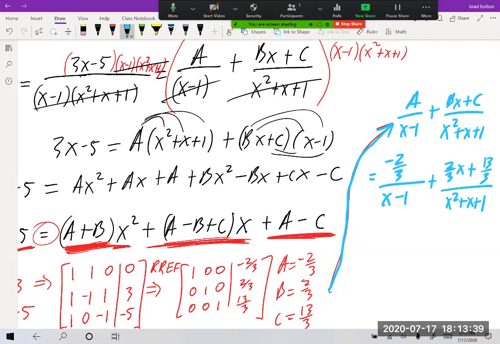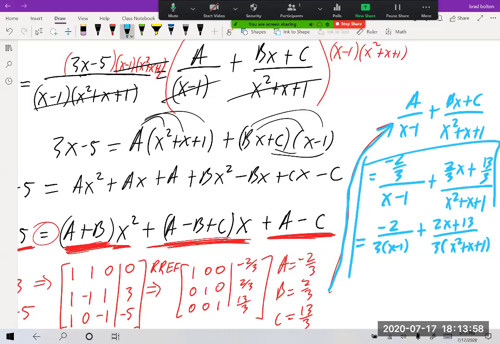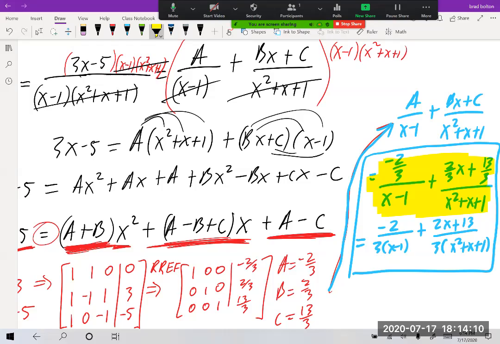Okay, and if you wanted to clean this up, once again, I don't know how picky the book is going to be, but this would be 3 times x minus 1, plus this would be 2x plus 13, all over 3 times x squared plus x plus 1. So I would believe that they would take both of these answers, but I just wanted to give you both. I think this might be the answer they accept in the book, but just to be sure, I gave you the bottom one as well. Okay, so hopefully that makes sense to you.